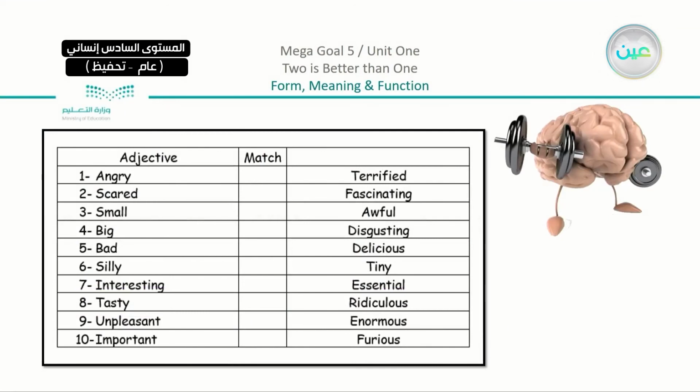You have here some adjectives, and I also have another part which is also adjectives. But I want something that is related to meaning. For example, I have the first one, which is angry. If I take a look, I can see that angry has the same meaning as furious. We have scared, which is the same meaning as terrified. Small is the same meaning as tiny. Big is the same meaning as enormous. Bad is actually the same as awful.